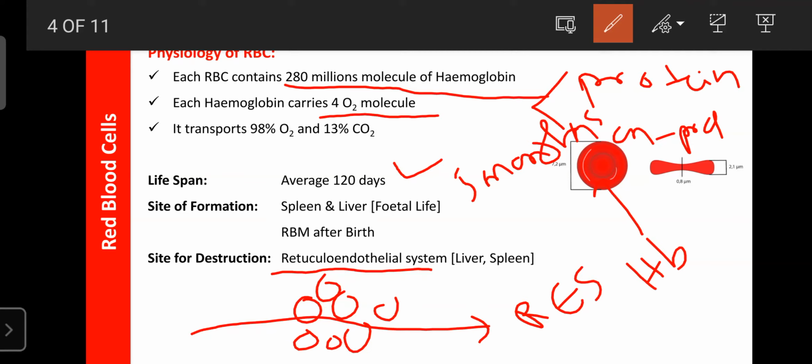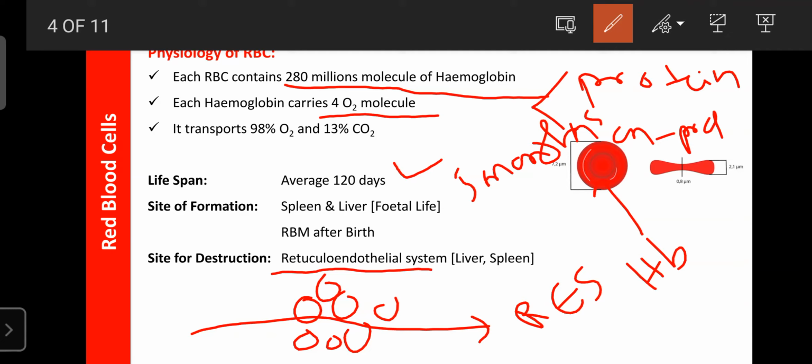So after 120 days, or if the RBCs are abnormal, or their shape is abnormal, they are removed from the circulation through the reticuloendothelial system. That system is present in the liver as well as the spleen, and those destroyed cells are always replaced with new RBCs, which are synthesized in the red bone marrow.